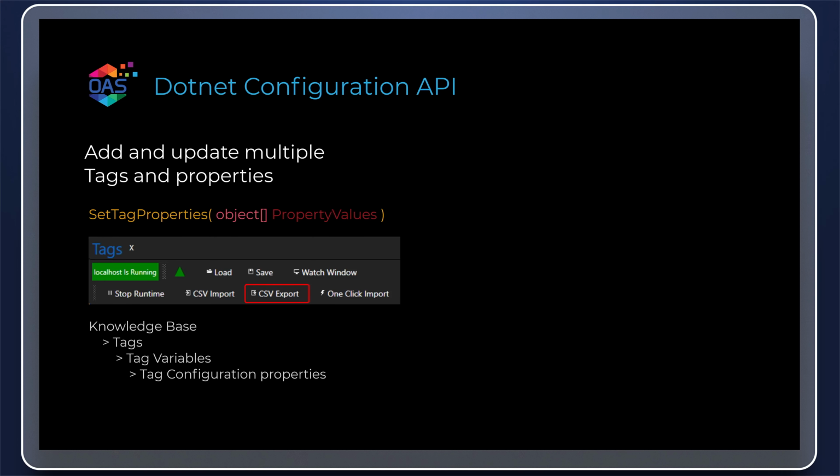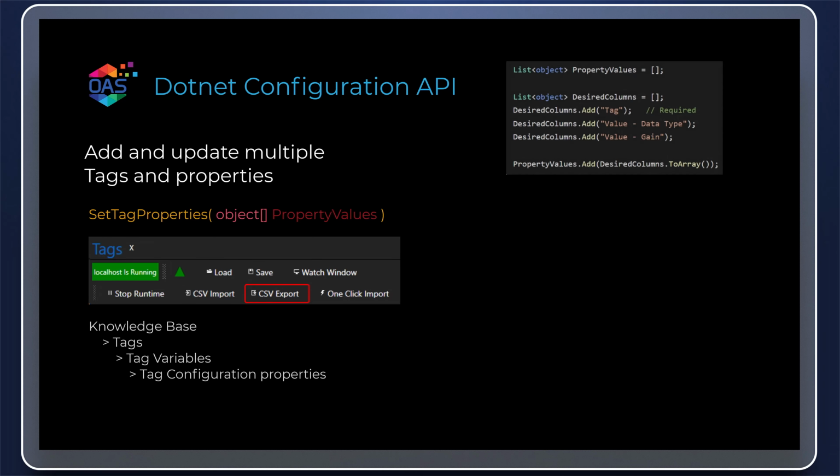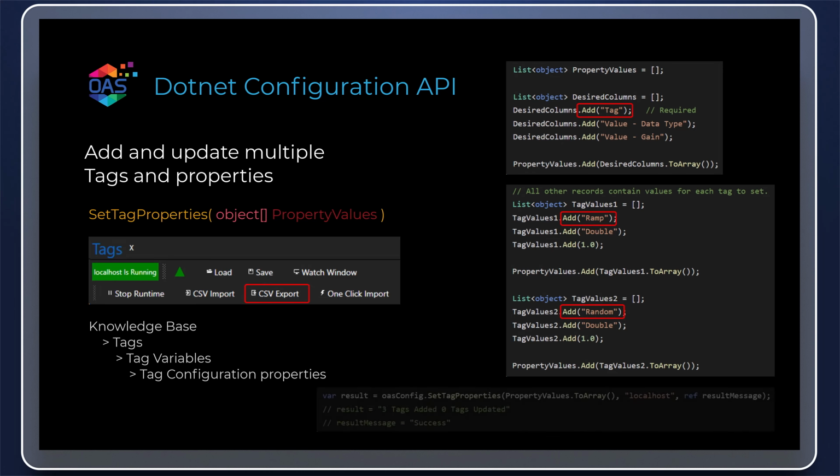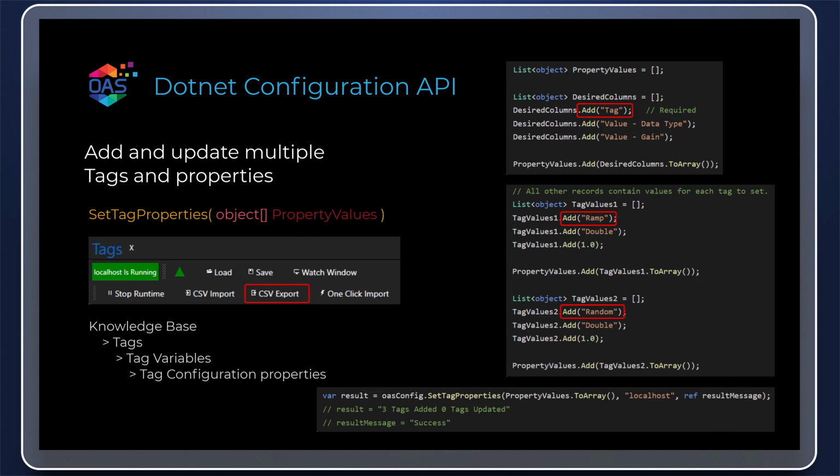To use this method, create a list. The first item in the list must be an array with the property names you want to update, and then add another array for each tag with a value for each property. The first property name in the first array must be called tag, and the full tag path must be given as the first property of each subsequent array. You can then pass the entire list of arrays to the Set Tag Properties method.